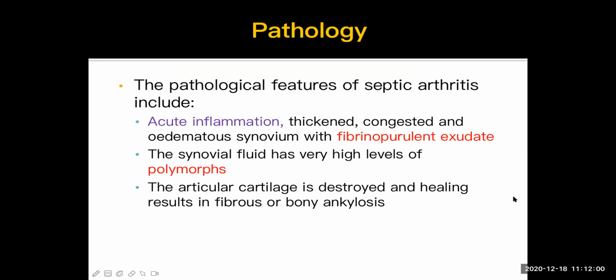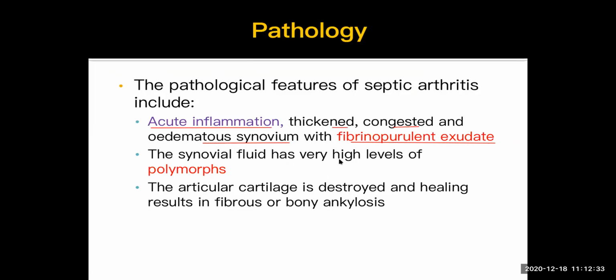Now, these are the pathological features of septic arthritis. We already know the pathophysiological mechanism, so this pathology is very easy for us to understand. In the beginning, there is acute inflammation, with thickening, congestion, and edema formation of the synovial membrane. After that, there is formation of fibrinopurulent exudate, and later on it will be converted into pus. Frank pus is formed inside the joint.